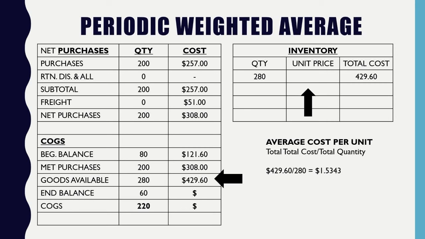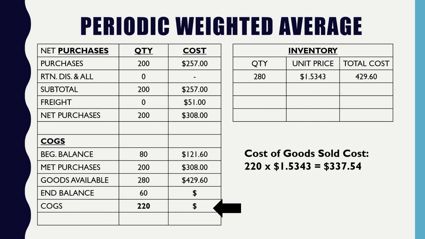And what I'm going to have you do is I'm going to teach you how to use equal round today in Excel to solve for your total cost of goods sold. So in this case, on average, each item that I sell from my inventory is going to cost $1.5343 each. So if I sold 220 toys at $1.5343, I'm going to get a total of $337.54. Okay.